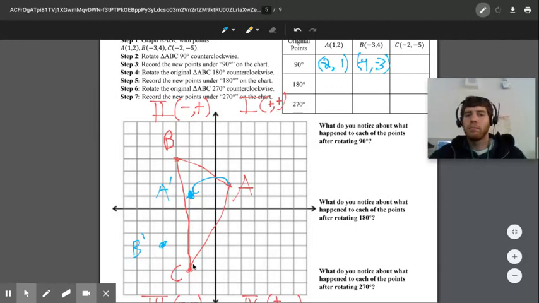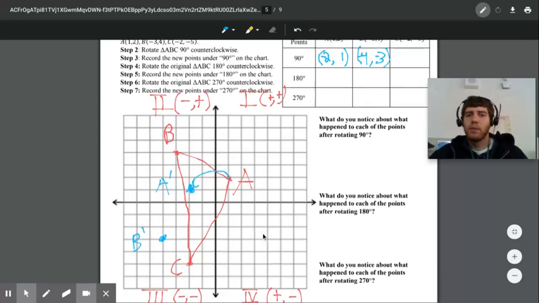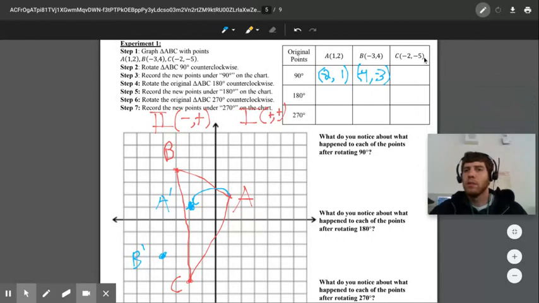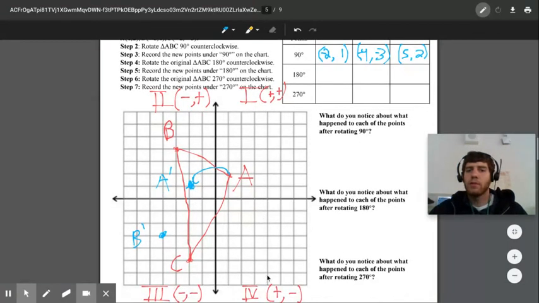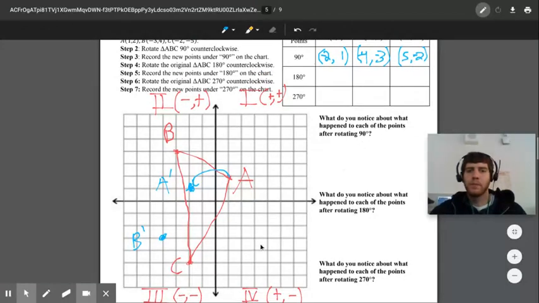And then C prime, it's going to be in quadrant 4. So if C is in quadrant 3, it's going to rotate 90 degrees counterclockwise and end up in quadrant 4. If we look at our coordinate here, -2, -5, first step, again, just ignore the sign. We're going to switch it so it's 5, 2. And if we look at quadrant 4, that's going to be positive and negative. So we want a +5 and a -2. So +5, -2 would be here, and so there's C prime.